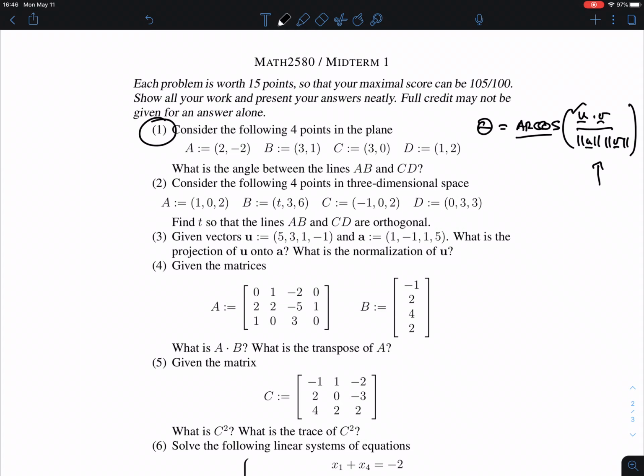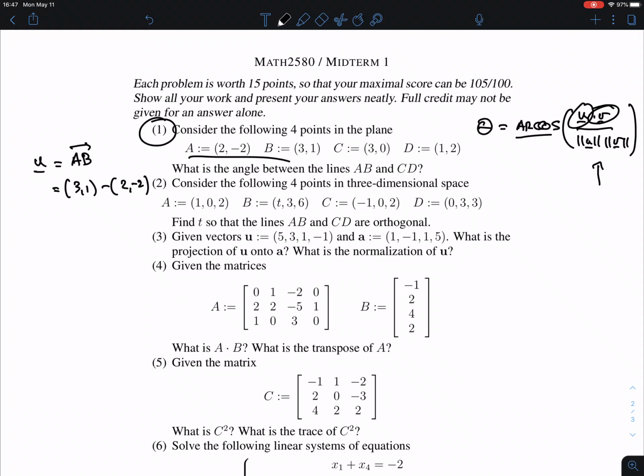Now, how do you get these vectors u and v? Remember, a and b are points, and so if u is the vector AB, what you have to do is take the coordinates of B and subtract the coordinates of A, in that order. That's how you find u, and the same for v. The solutions of this midterm are also posted, so I'm not going to give them here now.